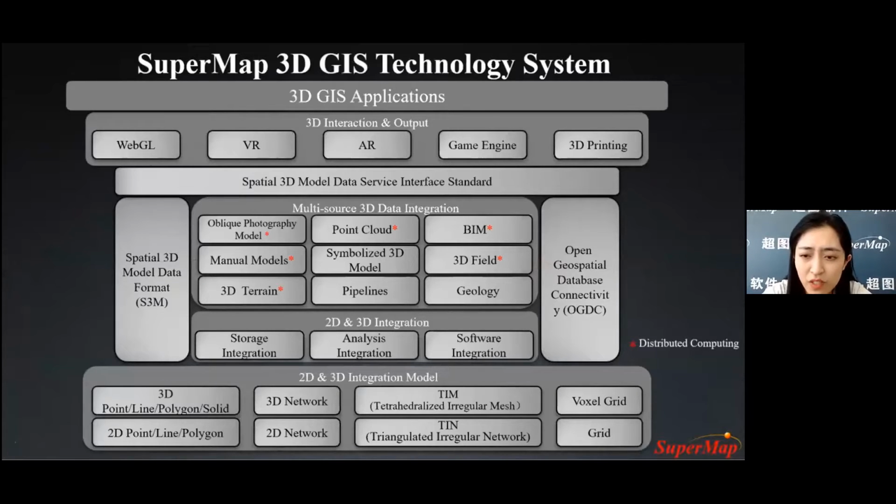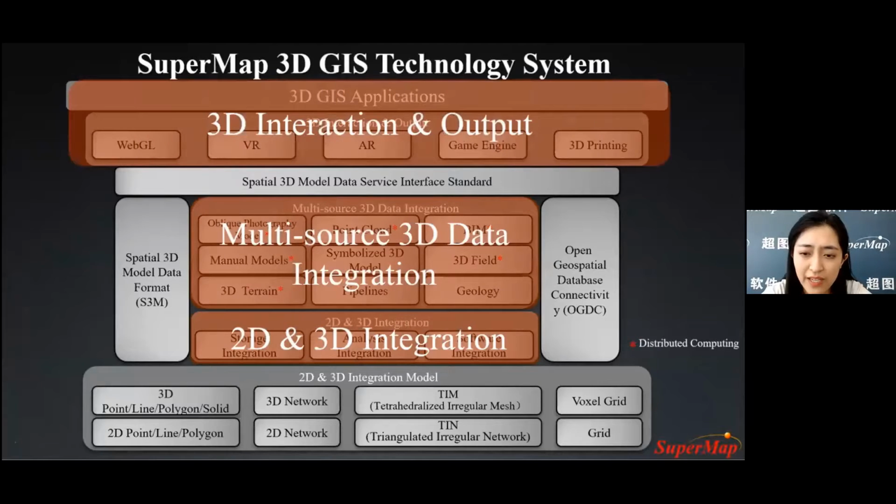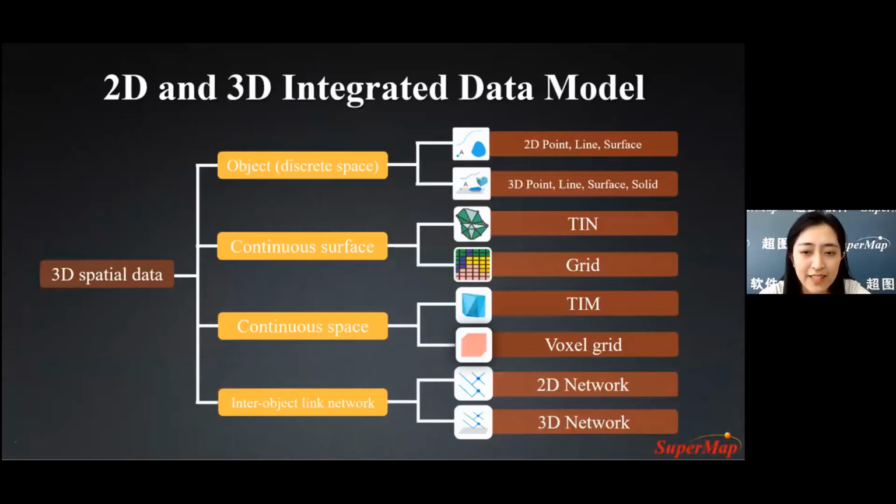First, the data model is the basis of 2D and 3D integration technology. Data is an abstract expression of material in the real world, so only data can perform the various technical operations, such as 3D storage, calculation, and analysis. In Supermap, according to the spatial distribution characteristics of the data, we re-synthesized them into 4 big categories.